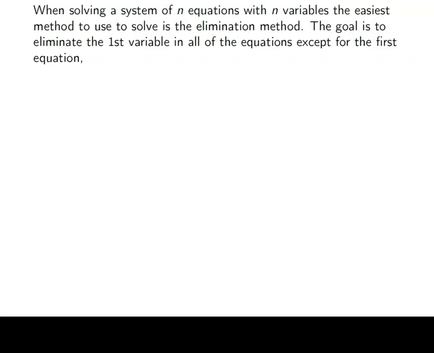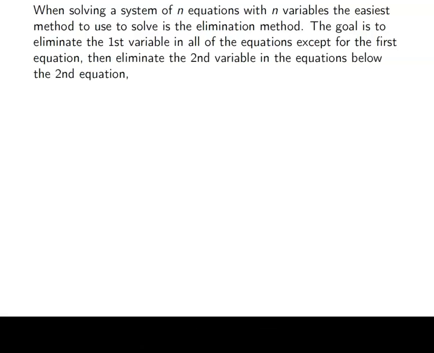Okay, so what we want to do is leave the first variable in the first equation, but in all of the other equations below my first equation, I want to eliminate the first variable. So the first variable, let's say it's x, will only show up in the first equation, and I eliminate x in all of the other equations. Then I go to my second equation, and all of the y's, let's say it's y, in all of the equations below my second equation, I'm going to eliminate.